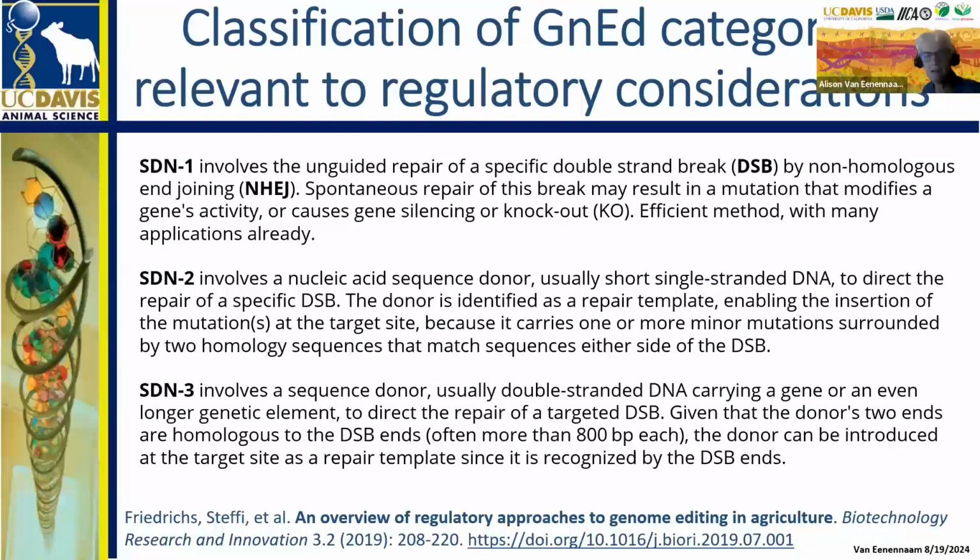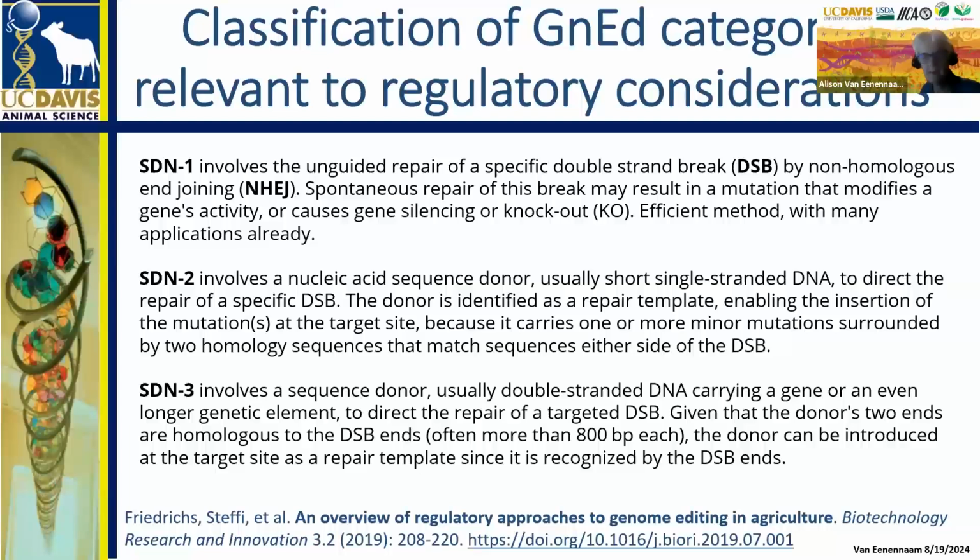SDN2s are using editing, but then providing a template that's usually a short template to enable the insertion or mutation at the target site. And you want to maybe particularly introduce one nucleic acid that will alter an amino acid, for example. So small mutations typically is an SDN2, and SDN3 usually involves a long template, and that would be used to maybe introduce an entire gene, for example. Maybe it's the same species, maybe it's a different species. But I wanted to define these terms because I think they're important to understand.